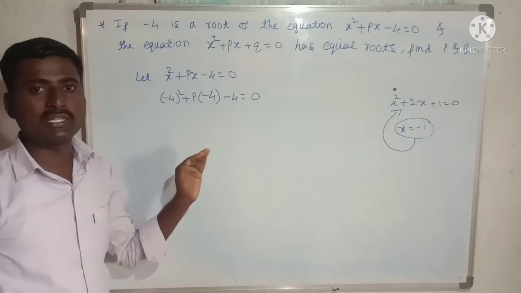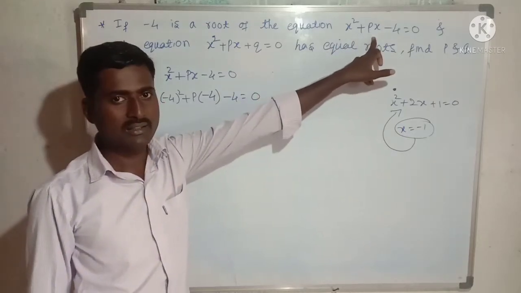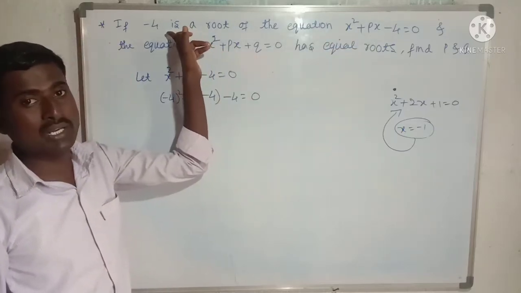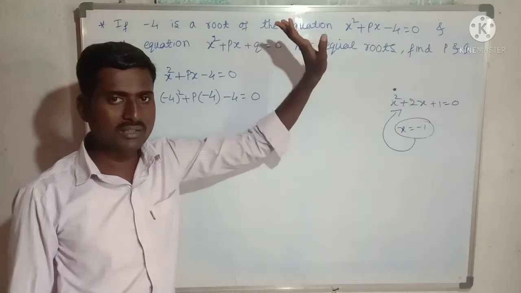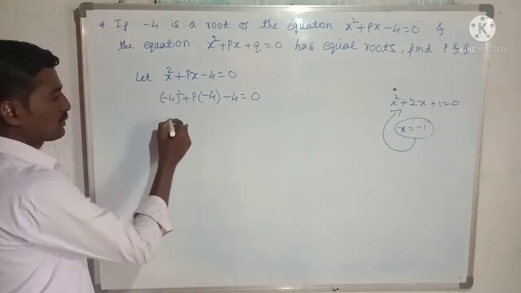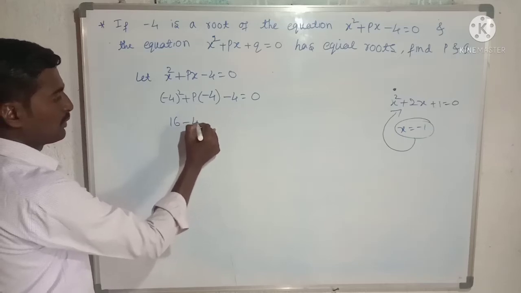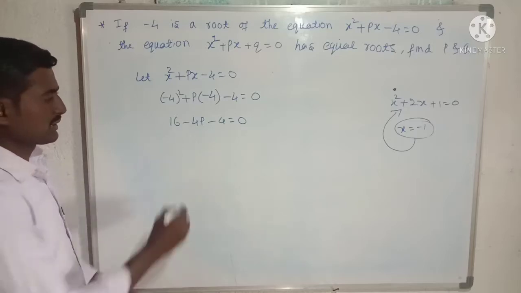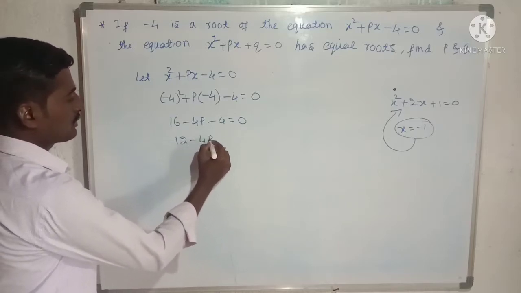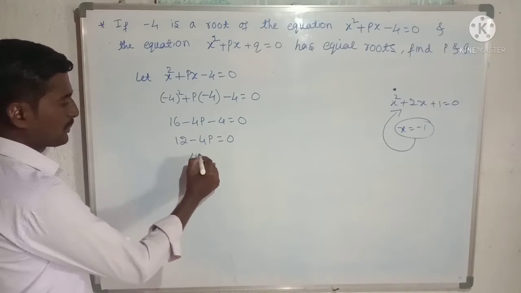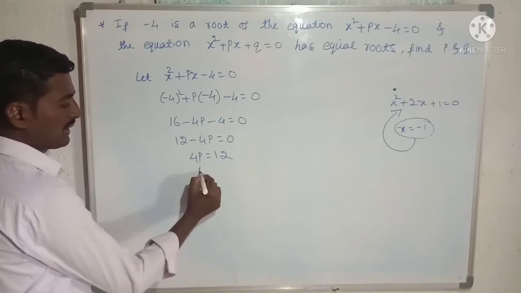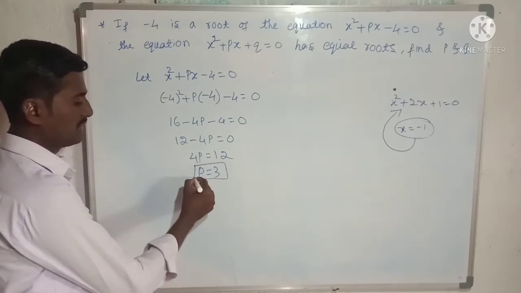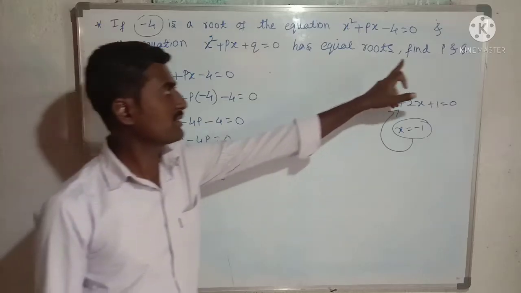Now from here I can find the value of p, that is unknown here. Minus 4 is the root of this equation, therefore I can substitute x value as minus 4 in this given equation. Now (minus 4) square, that is 16, minus 4p minus 4 is equal to 0. 16 minus 4, that is 12, minus 4p is equal to 0. Now here I am getting 4p is equal to 12. So divide LHS and RHS by 4. What will you get? p is equal to 3. So we got the p value.